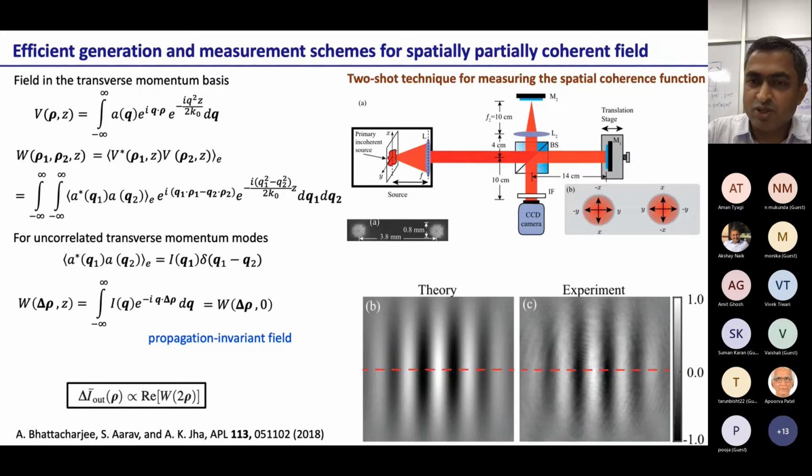But again, I will not go through this. Also, it is a two-shot difference intensity measurement. And with that, we came up with a very powerful way of measuring the coherence function in just two shots. Earlier, you could measure the spatial coherence function using Young's double slit by sliding the two slits and so on, which is very ineffective. But here we were able to make the measurement of the coherence function.